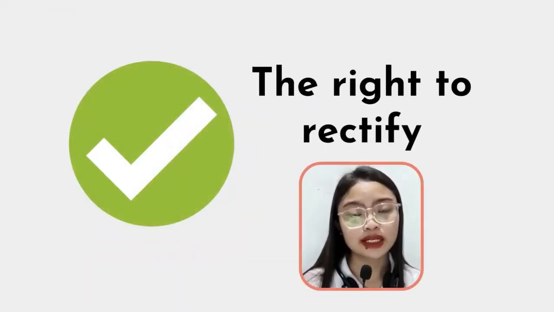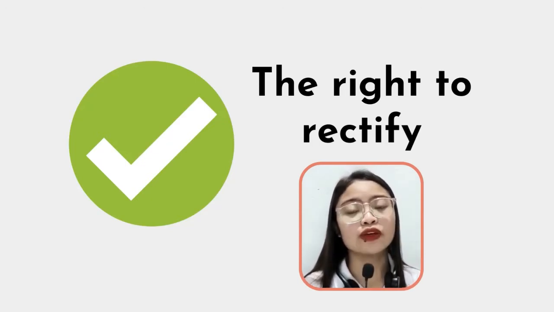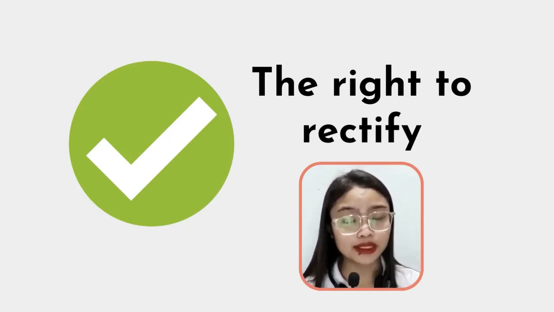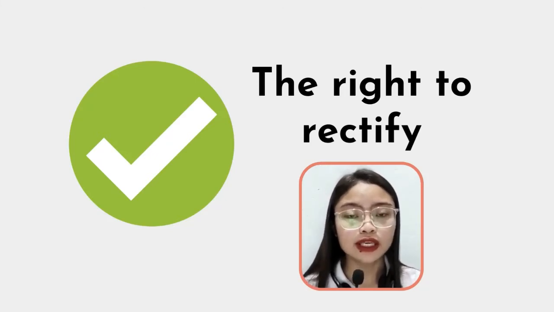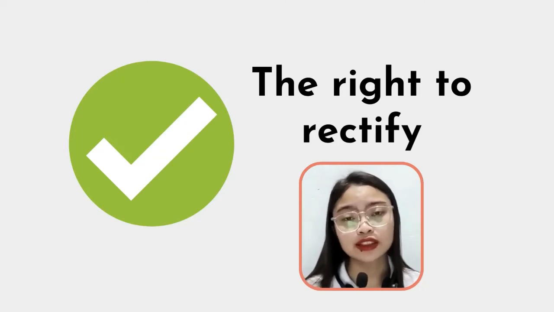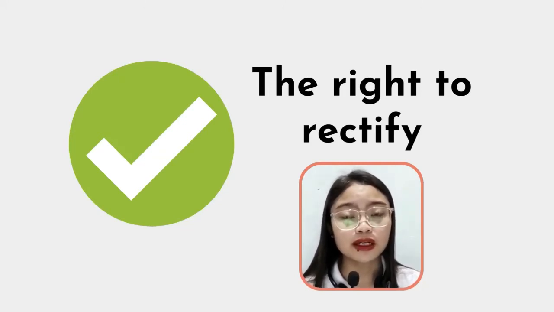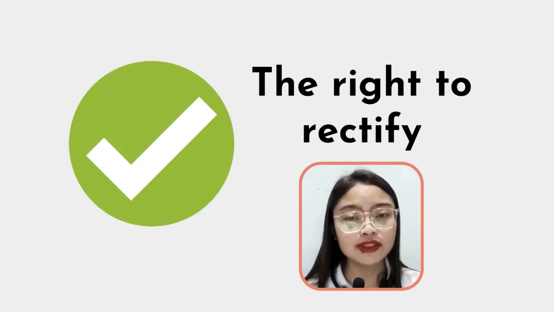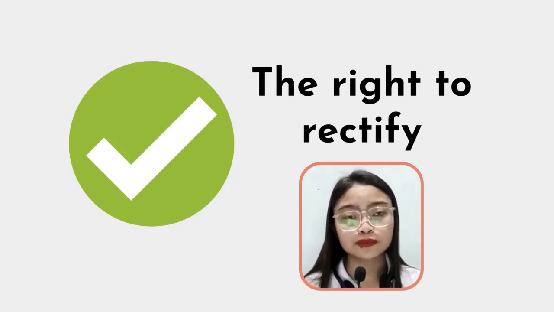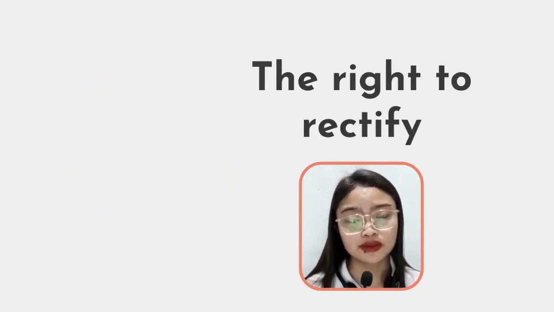Next is the right to rectify. You can correct personal data if it is inaccurate or incomplete. For example, you give your name to a particular organization and you write it wrong. You have the right to rectify or correct that information so that they will not misuse it.